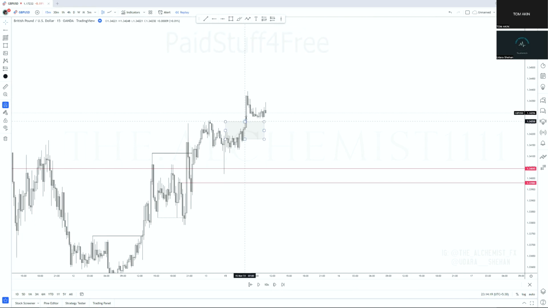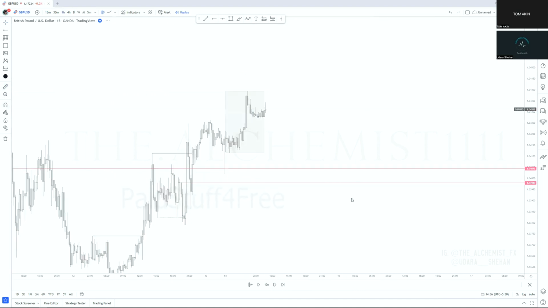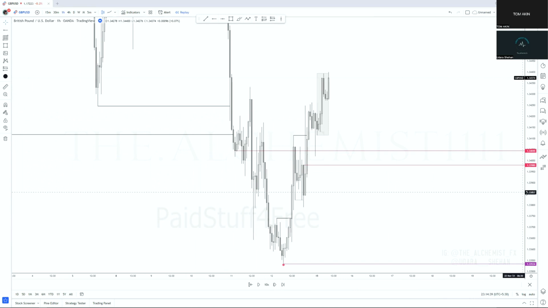There we go. Asia is now over. How many pips did Asia do for this one? Let's see. Yeah, only 28 pips. See that? Only 28 pips. Okay, so we have that marked out. Now let's start marking out ranges and all of that. Let's see what price is doing.